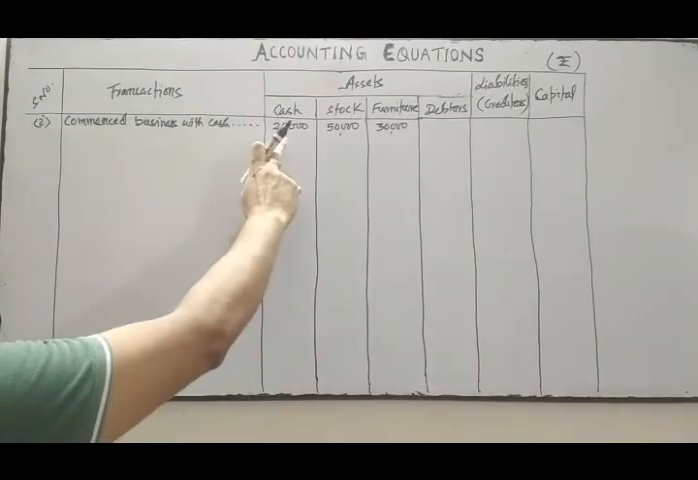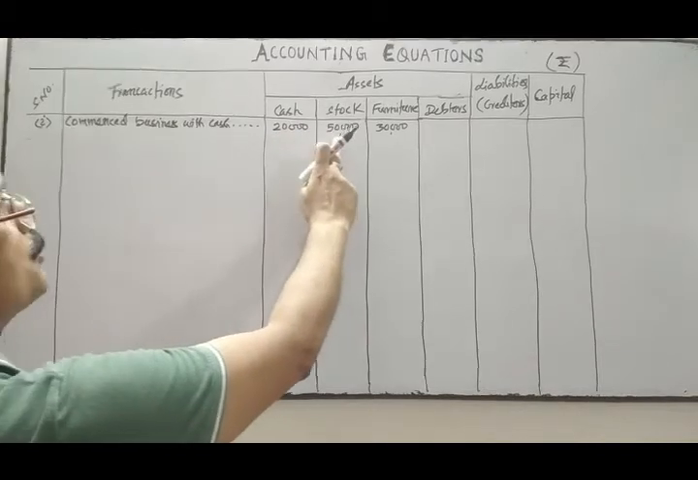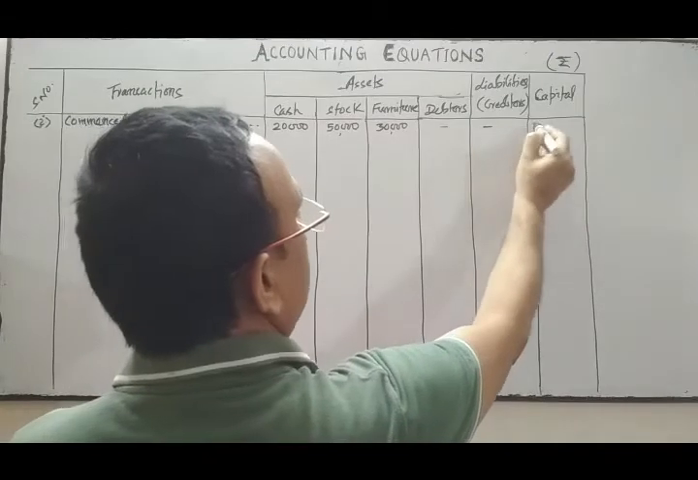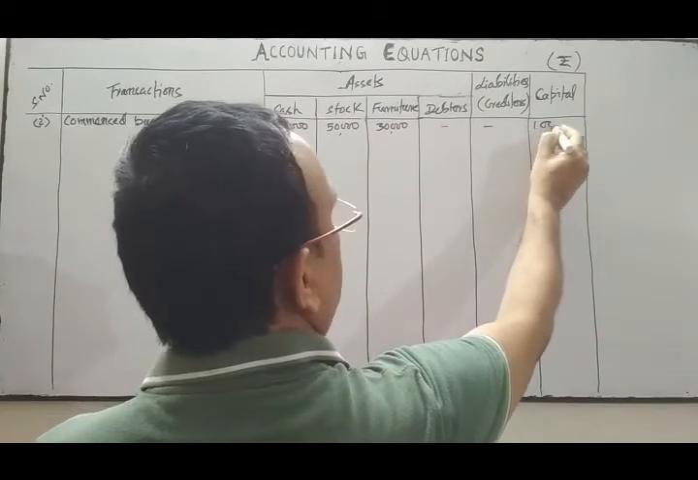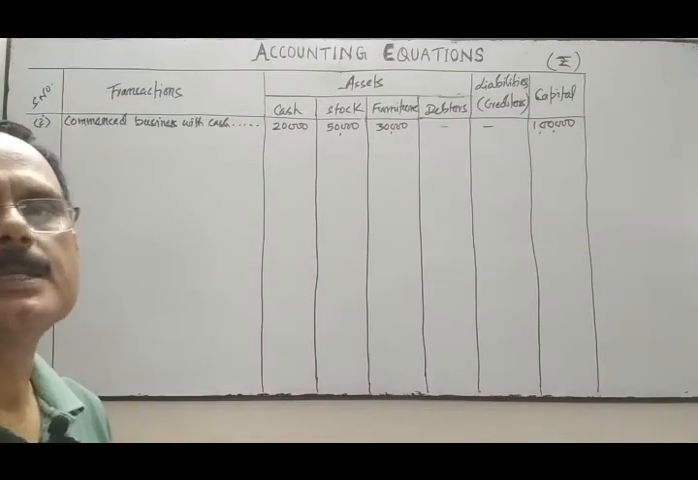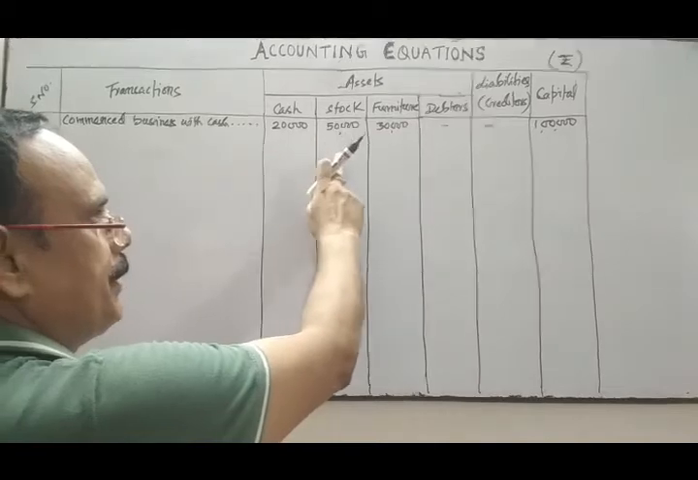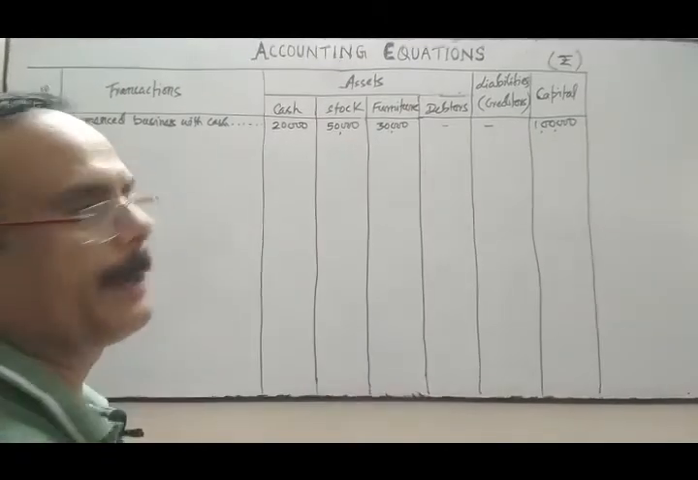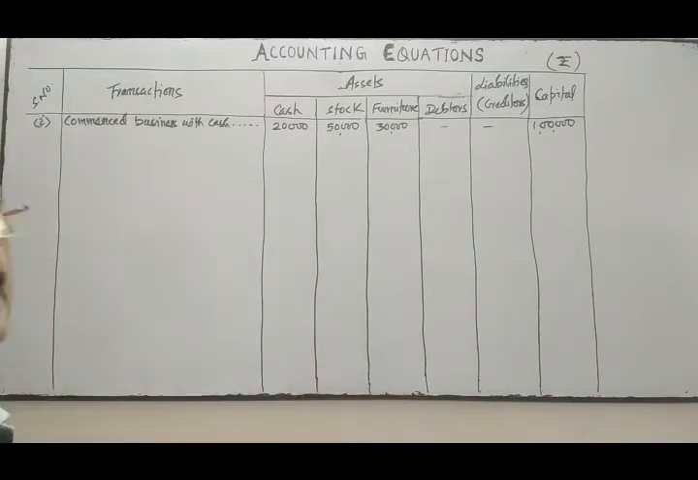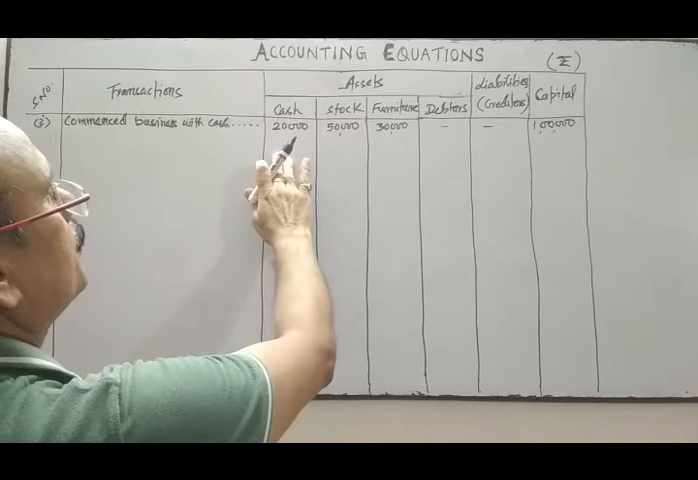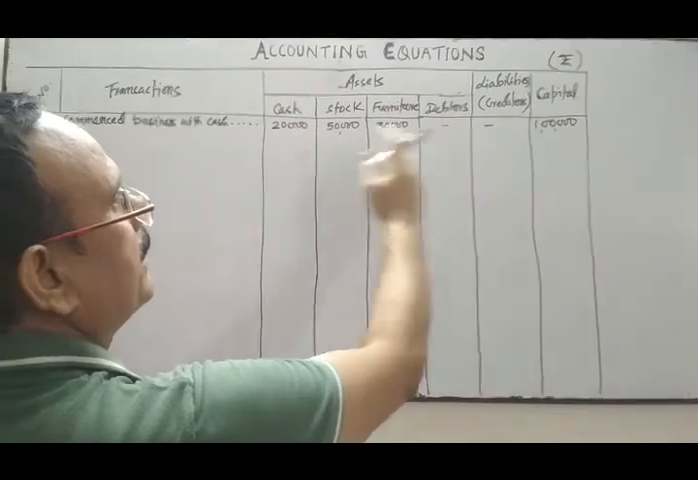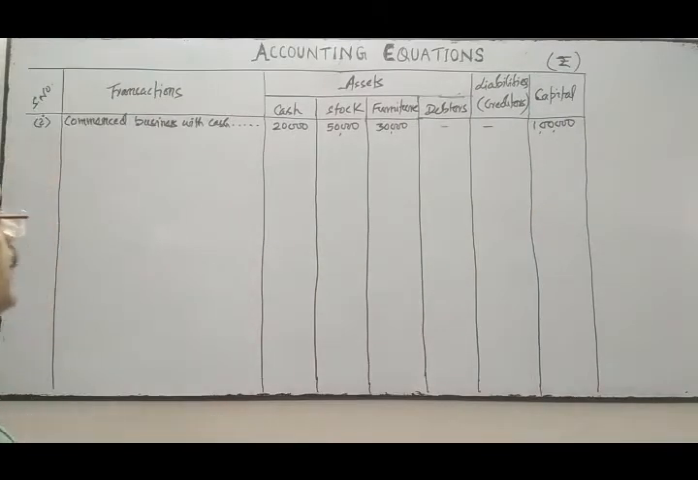So commenced business with cash rupees 20, goods rupees 50, furniture rupees 30. It means total capital of the business is 1 lakh. Total capital introduced by the proprietor in the business is 1 lakh: 20 plus 50 plus 30. This is equation number 1. Both sides are the same: 20 plus 50 is 70, 70 plus 30 is 1 lakh, asset side 1 lakh and liability side 1 lakh.